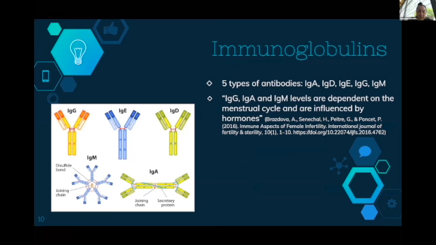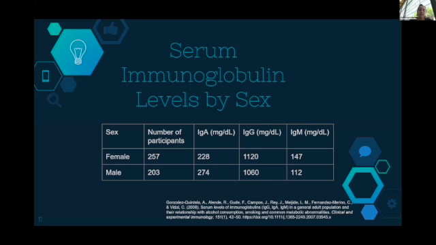IgAs protect body surfaces that are exposed to the environment, so these are found mostly in the nose, ears, eyes, and other parts. IgGs are found in all body fluids, and it controls infection of body tissues. These are the ones that protect you against an infection by remembering what germs you've been exposed to in the past. And then there are IgMs, and these are the largest antibodies, and they are the first to respond to an infection. And so what do these antibodies have to do with the female reproductive system?